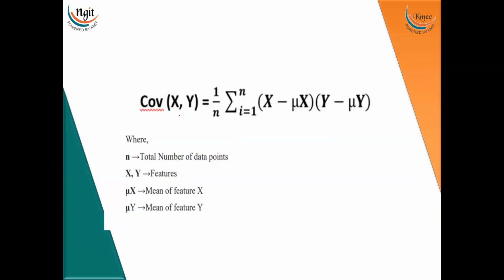And how are we going to find the covariance? The covariance between x and y is given as 1 by n, sigma i equals 1 to n, of (x minus mu of x) into (y minus mu of y), where x and y are the features of the given data set or data points. n is the total number of data points, and x, as I already told you, is a feature. Mu of x is the mean of feature x, and mu of y is the mean of feature y. This is the formula we use to calculate the covariance between two variables x and y.